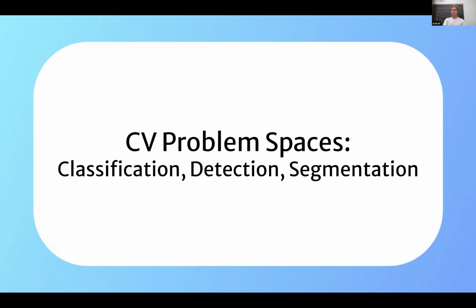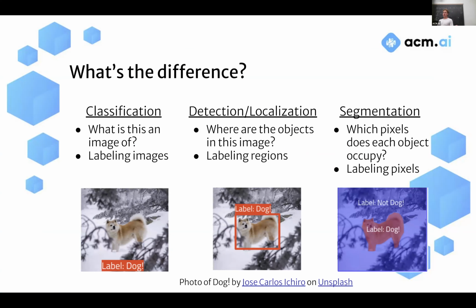Those are the kinds of questions that CV problem spaces attempt to answer. So classification is simply, what is it? Is it a dog, cat, car, whatever it may be? And obviously we have the label. We also have the detection and localization. So where is the object in the image? Is it in the corner? Is it in the center? So with detection and localization, that's what we do.